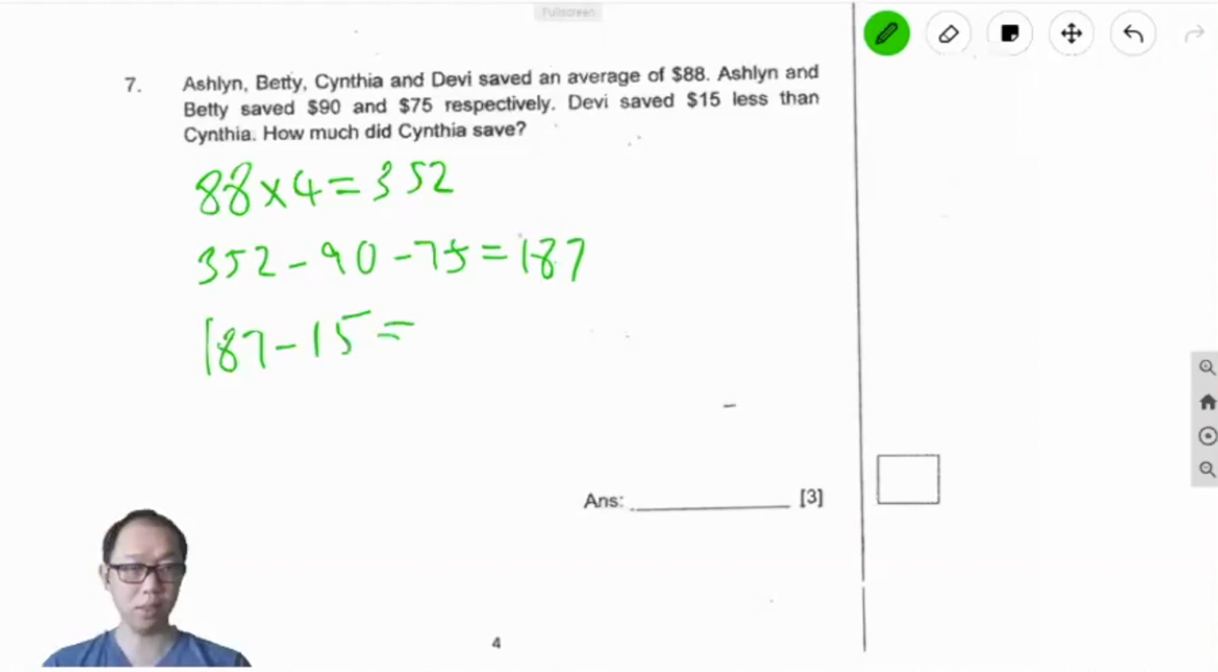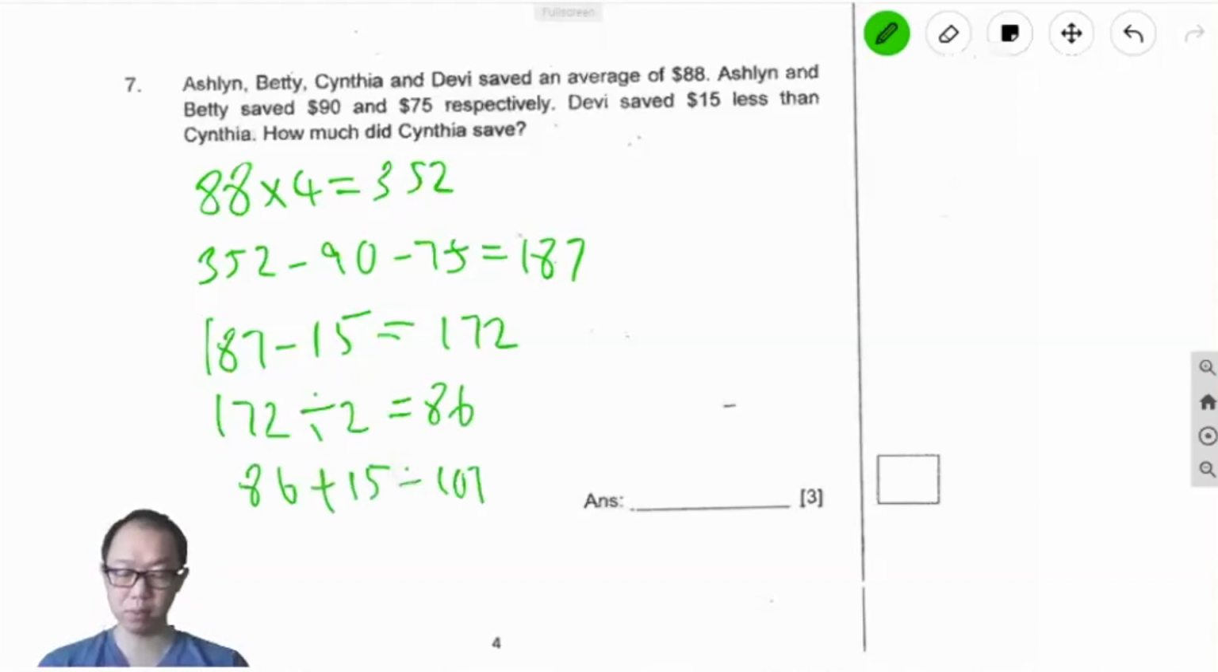Wait a minute. There is a 15 less. Okay, yeah, so you can minus 15 if you want to. You want to plus 15 also can. 187, take away 15, so 172. 172 divided by 2, 86. Then 86 plus 15 again, 101. Okay? That is the solution.